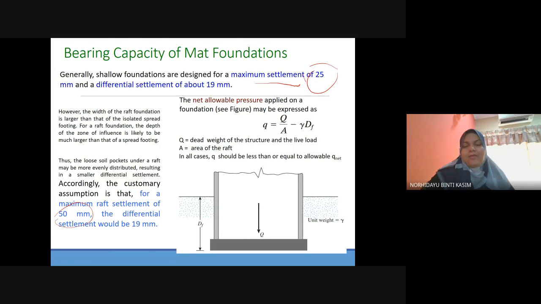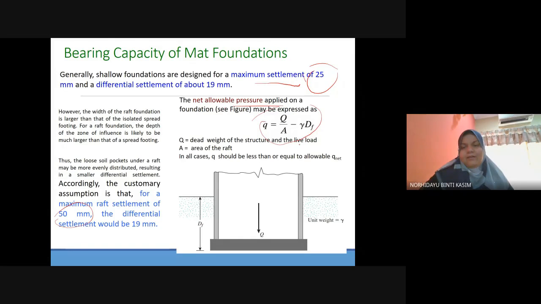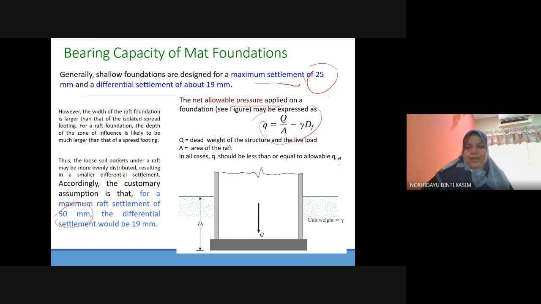Okay, so the net allowable pressure applied on the foundation may be expressed as this one. Q net is the net allowable pressure given by this equation. Q is the loading of the structure, the dead weight of the structure plus the live load. And A is the area of the structure. In all cases, Q should be less than or equal to Q net.